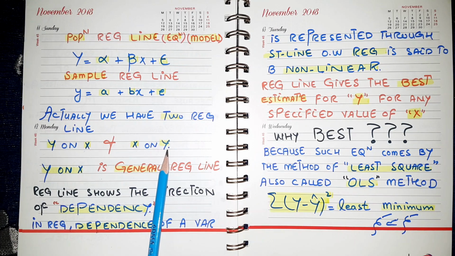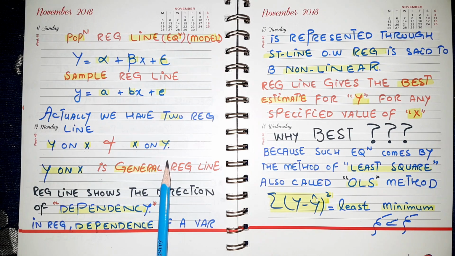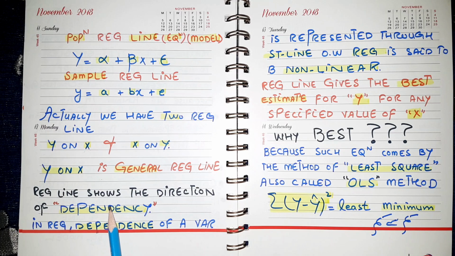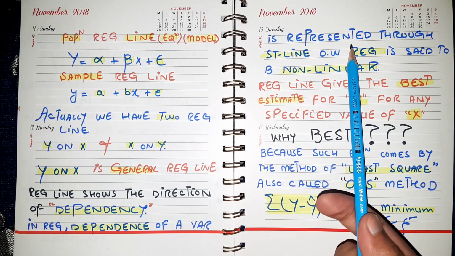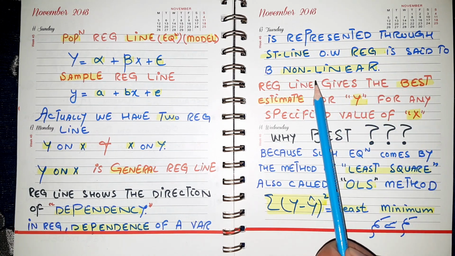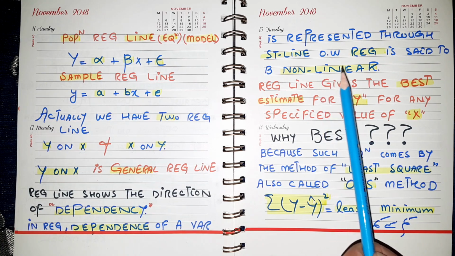But it is an important point to be noted down that y on x is the general regression line, because most of the time the y variable is considered the dependent variable and shown on the left hand side of an equation or of the model. So the basic difference between the two regression lines is only the direction of dependency. In y on x, y depends on x, while x on y means x depends on y. So in regression, the dependence of a variable is represented through a straight line. Otherwise, regression is said to be non-linear, curvilinear, which is not our mission.